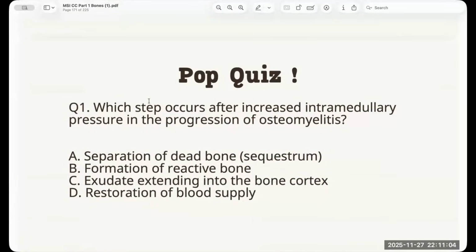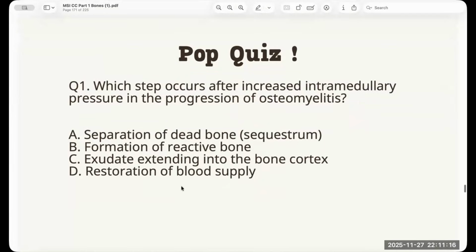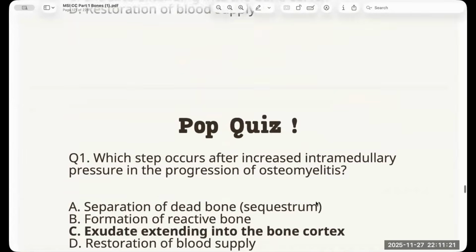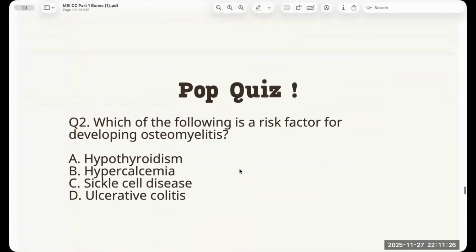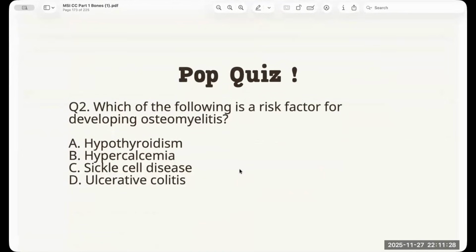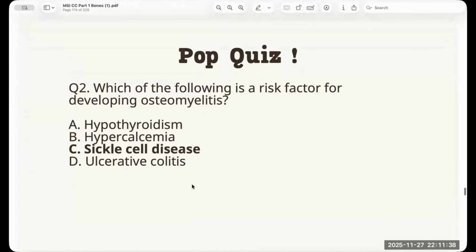So here's a question as we reach the end of this lecture. Which step occurs after increased intramedullary pressure in the progression of osteomyelitis? This is when we discussed the pathophysiology of osteomyelitis. So it will be exudate extending into the bone cortex. Okay? Next question, which of the following is a risk factor for developing osteomyelitis? So it is C, sickle cell disease.